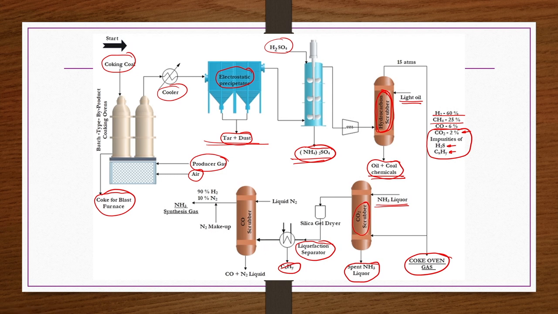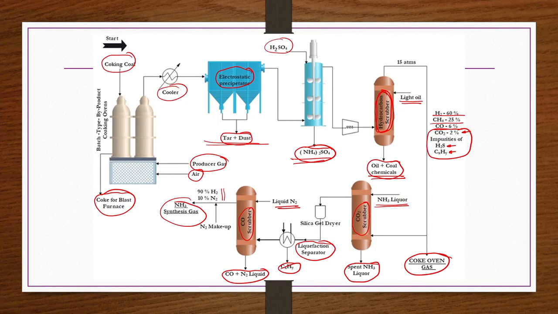Those gases you further send through a CO scrubber, to which liquid nitrogen is sprayed from the top, and from the bottom these gases go in. In counter current way they interact, and from the bottom you get CO and N2 in liquid form. The top gas would be 90% H2 and 10% N2, which is sufficiently pure for ammonia synthesis. So these gases you can take to the ammonia synthesis gas production unit.